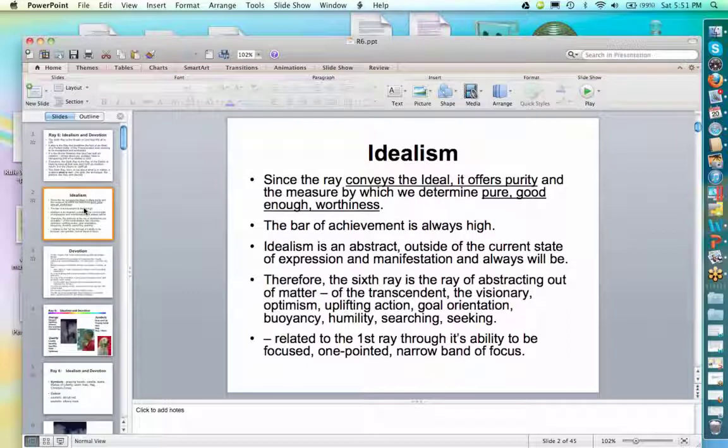Let's continue with looking at idealism, which is a little bit different than devotion. So remember, it's abstract. It's outside of the current state of expression and always will be. The ideal is never in, it's always held high, outside of self. Therefore, the sixth ray is the ray of abstracting out of matter, of the transcendent, of the visionary, of the optimist, uplifting action, being goal oriented. Also, buoyancy, because buoyancy lifts one up. You're buoyant, you're not sinking in the water, you're up. It is also the ray of humility, because the ideal is so perfect, and how can we be that ideal? And searching and seeking. So in this, you can see Sagittarius, right? It's related to the first ray through its ability to be focused, one-pointed, and a narrow band of focus.